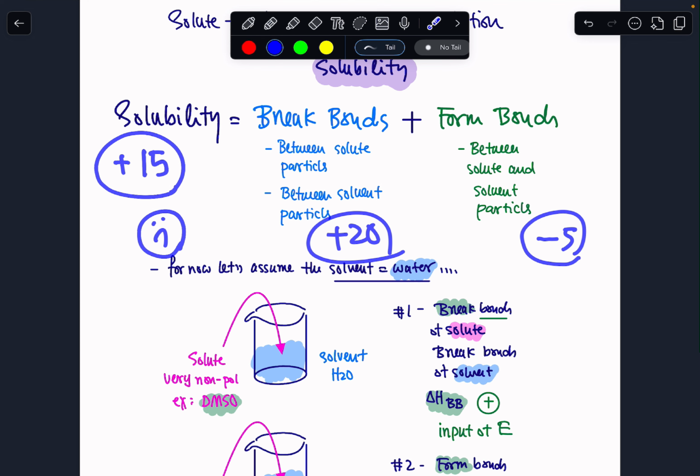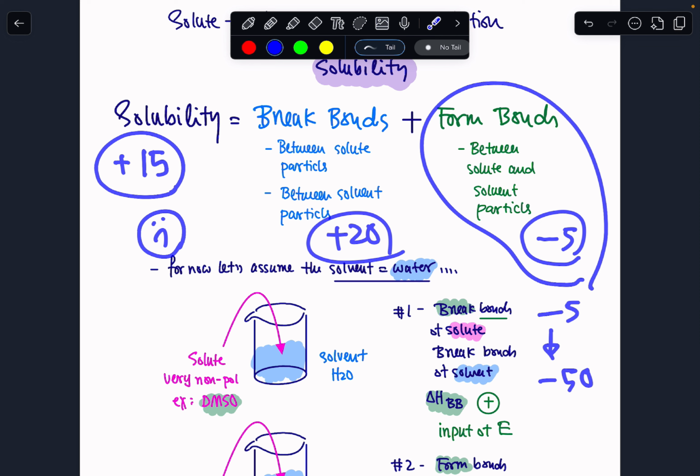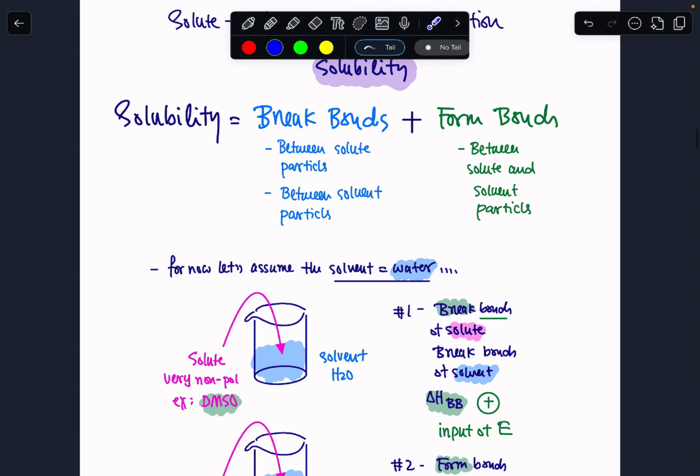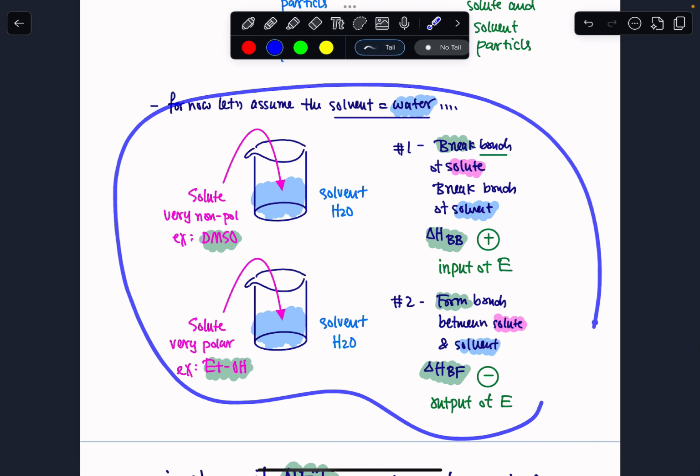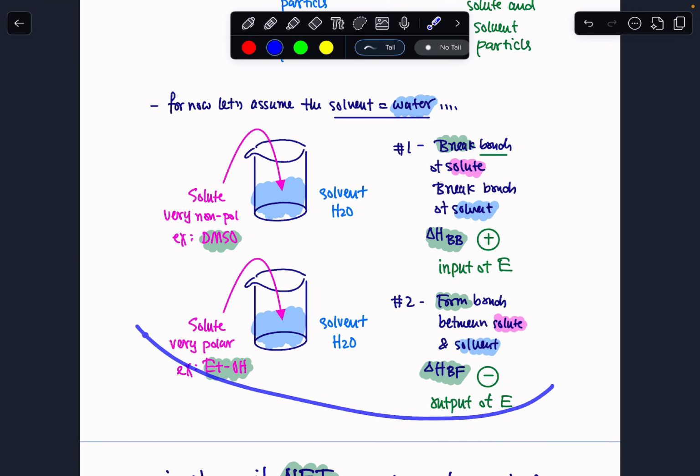Or if I want to dissolve, I have to increase this number on the right, maybe take it from -5 to -50, and I will dissolve. So really, at a very molecular level, it becomes a thermodynamic thing for things to dissolve, and that's what I'm trying to show you guys here. Essentially, that's just a summary of what I mentioned.